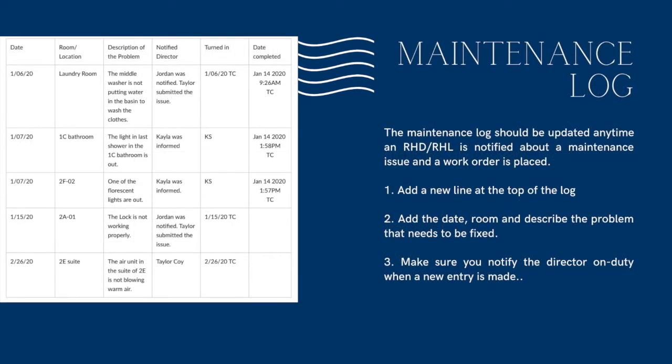The maintenance log should be updated anytime an RHD or an RHL is notified about a maintenance issue and a work order is placed. And so as an RA, you will follow these steps. Number 1, you would add a new line to the top of the log. Number 2, you would add the date, room, and describe the problem that needs to be fixed. And number 3, you would make sure that you notify the director on duty when a new entry is made.